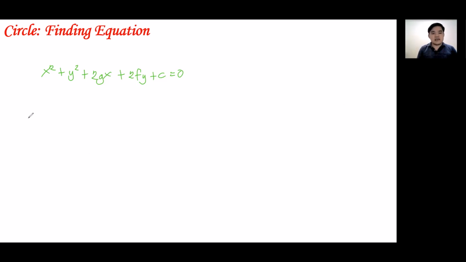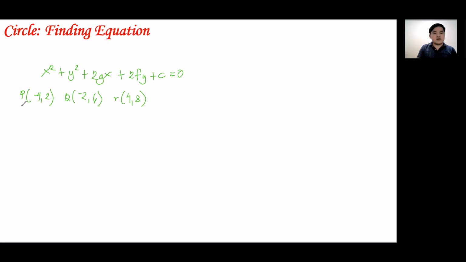Okay, so let's have example number 1 here. Our point P is (-4, 2). Our point Q is, I think, (-2, 6). Next, our point R is (4, 8). Based on this, we're going to substitute the values of P, Q, and R in order to find the three unknowns.